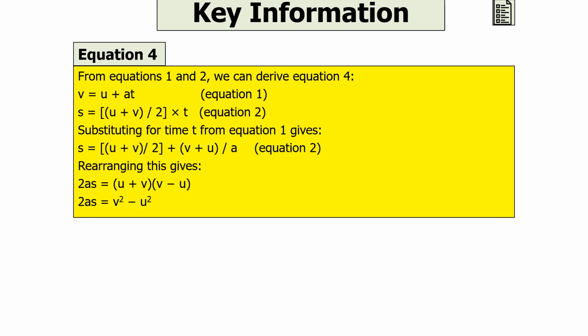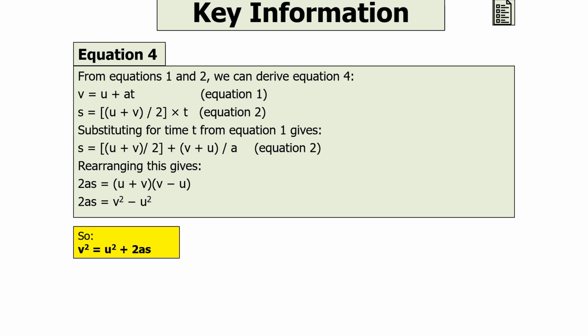We can substitute for t from the first equation, so we can say s equals (u plus v) over 2, times (v minus u) over a. Therefore 2as equals (u plus v) times (v minus u), which we can then factorize to say 2as equals v squared minus u squared. So this can be rearranged to give our final equation of motion, v squared equals u squared plus 2as.